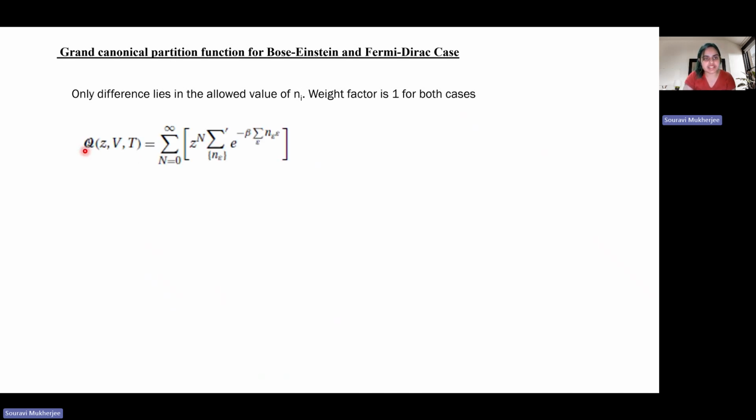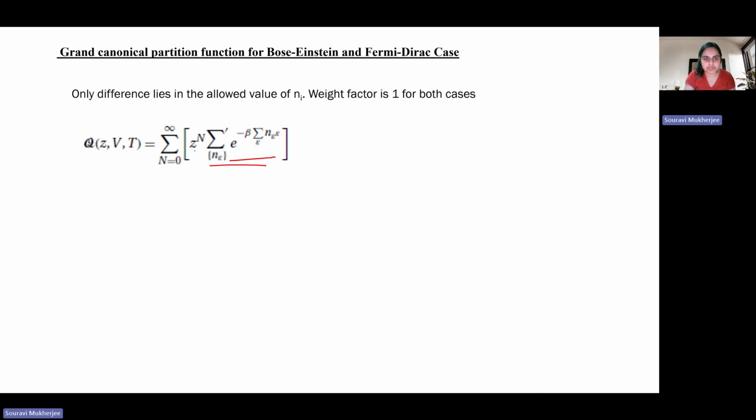So now what you can write is, this is your grand canonical partition function. And you're writing it as summation over N equal to 0 to infinity. This is your fugacity, so z to the power N. And then you have summation over the different distribution sets, e to the power minus beta times the total energy E, which is again written as summation over epsilon of n epsilon into epsilon. Now, this part, if I point it out, is your canonical partition function.